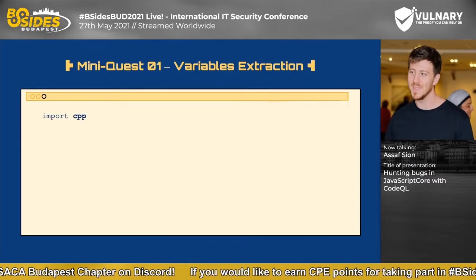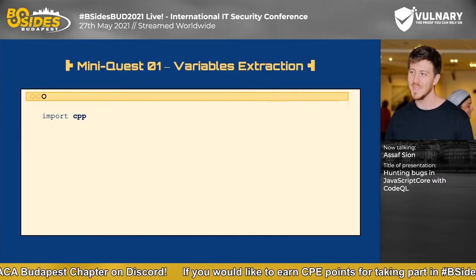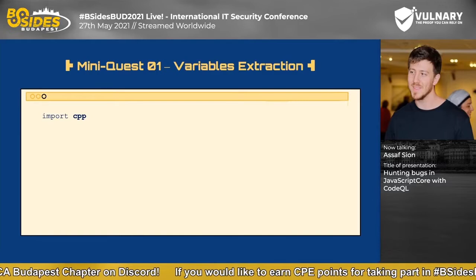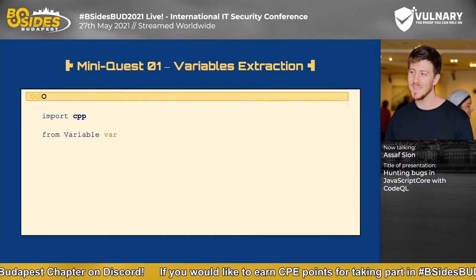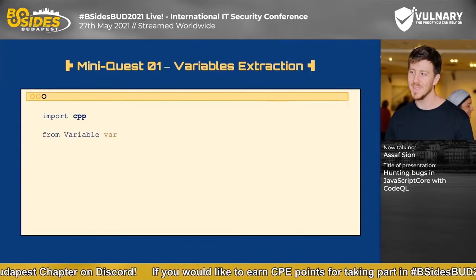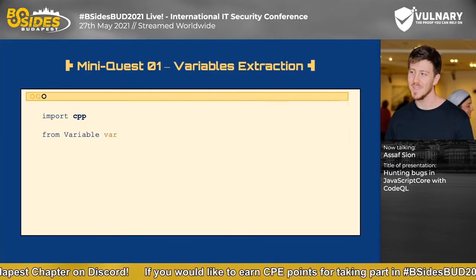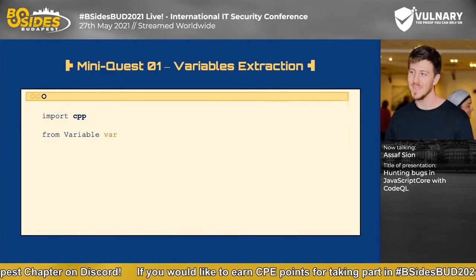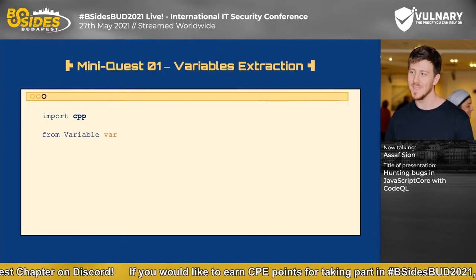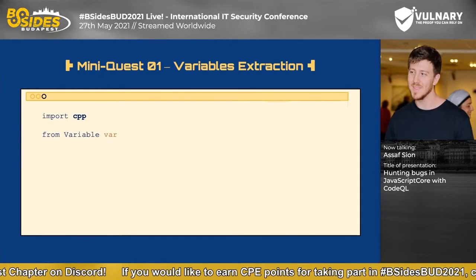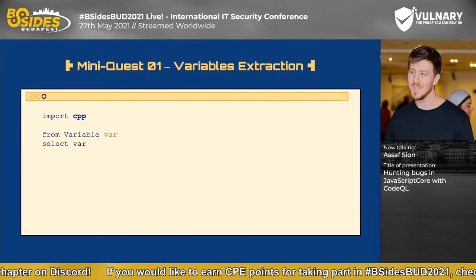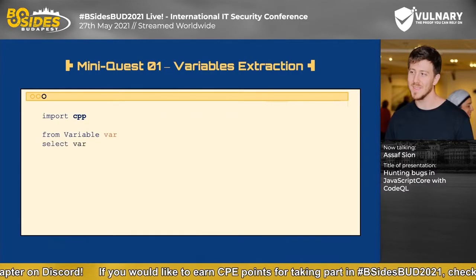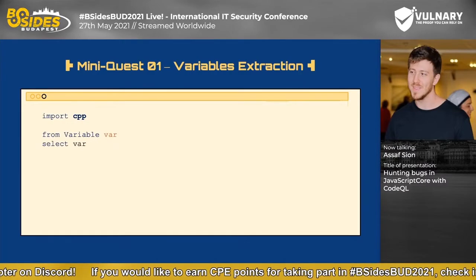We don't need a where clause in this query since we want to find all the variable declarations. So let's define the from clause. From Variable var. So Variable is a CodeQL element from the C++ library. It represents a variable declaration from the abstract syntax tree that represents our code eventually. Then we simply have to select var. This will select all the variable declarations.